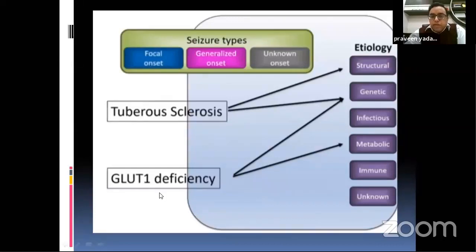And suppose you take GLUT1 deficiency, there is a metabolic defect. The glucose metabolism is affected. There is a genetic gene linked also. So there will be multiple factors in the etiology in a single diagnosis. So that we have to take care of.